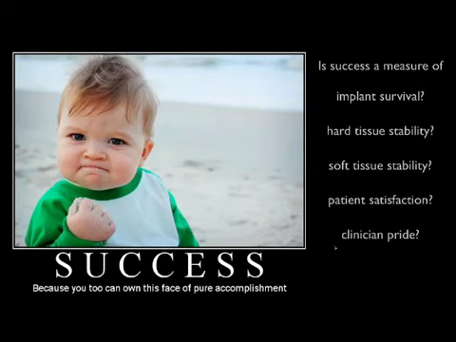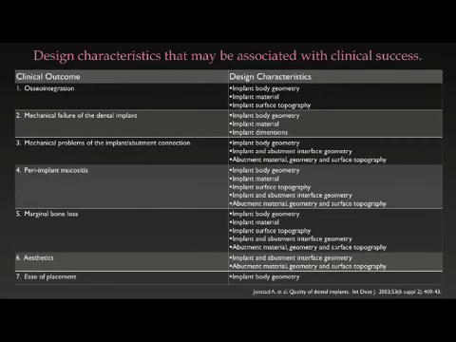In 2003, Yorkstadt came up with a study where he correlated design characteristics of dental implants and associated them with clinical outcomes. And he had essentially 7 clinical outcomes that he was exploring: osseointegration, mechanical failure, what happens to the tissues around the implants, the aesthetics, the ease of placement. And he correlated those to certain design characteristics about the implant.